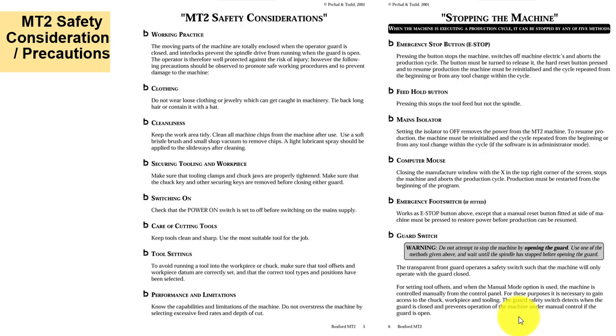Switching on: check the power on switch is set to off before switching on the main supply. If you allow the direct main supply power to the machine, it may damage the machine. So you have to ensure that it is passed through the power on/off button from the main supply.